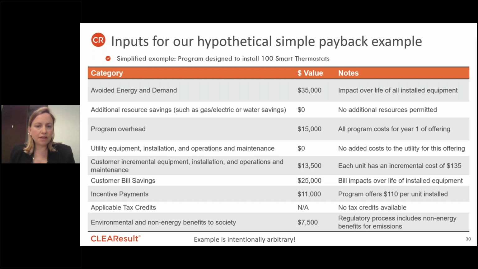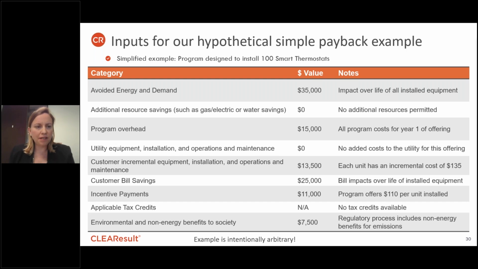The customer is going to receive about $250 in net present value savings over the course of the life of the equipment installed. So it's a $25,000 customer bill savings that we're going to assume. And the utility is going to be really generous. We're going to give $110 per unit installed, so a total incentives bucket of $11,000.